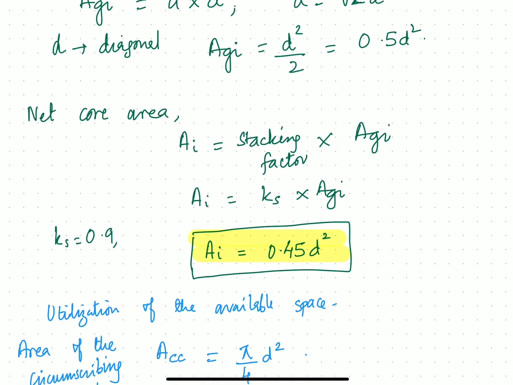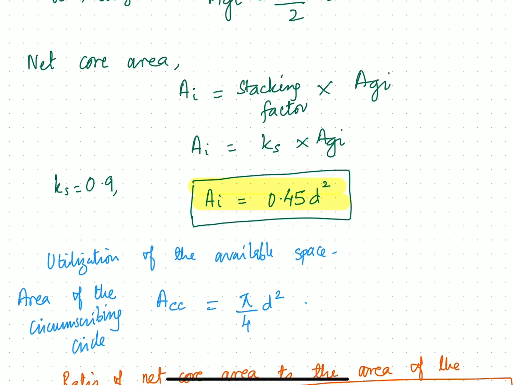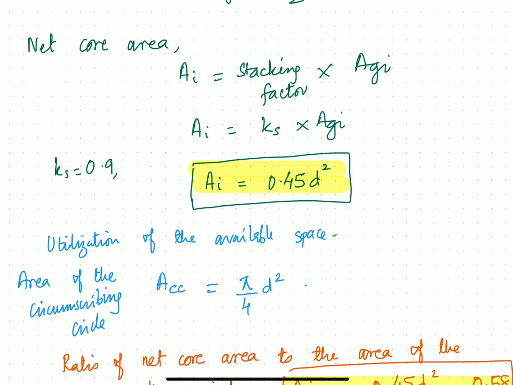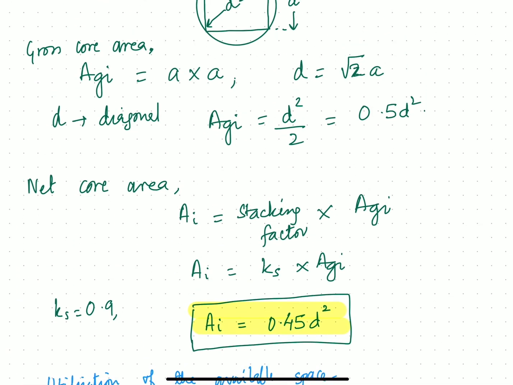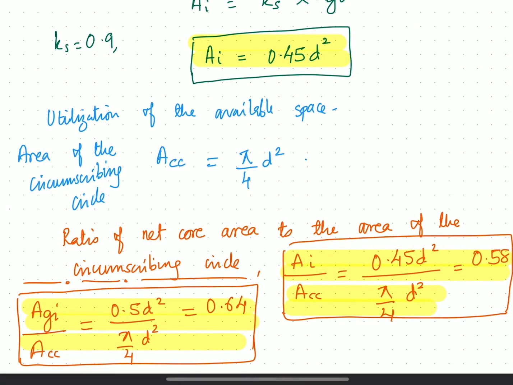The net core area is 0.45 d square, and the gross core area is 0.5 d square. Then you have the circumscribing circle, pi by 4 d square. Then the ratio of the net core area to the area of the circumscribing circle is this. And then you have the ratio of the gross core area to the area of the circumscribing circle, that is 0.64. Fine.